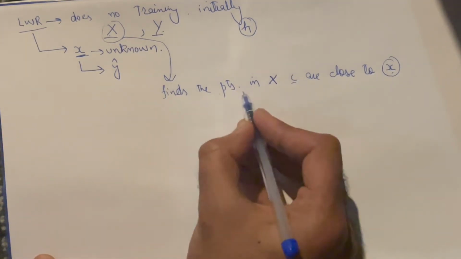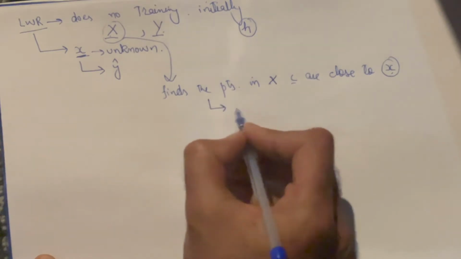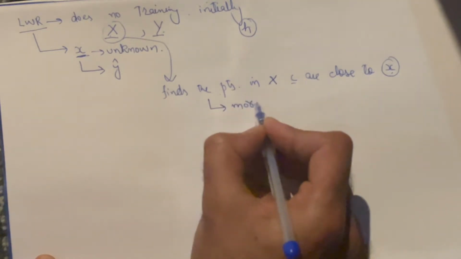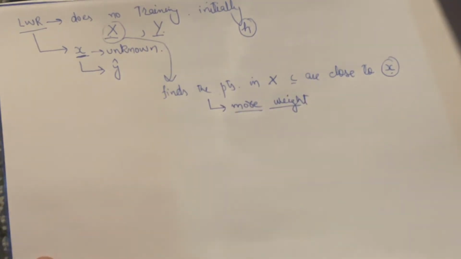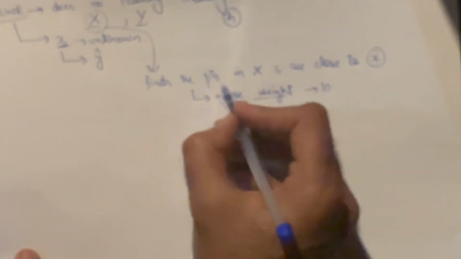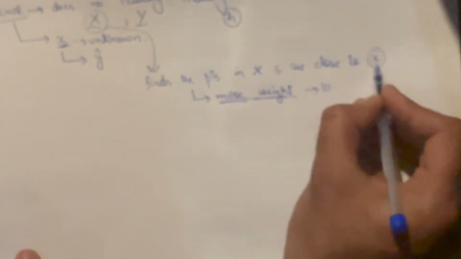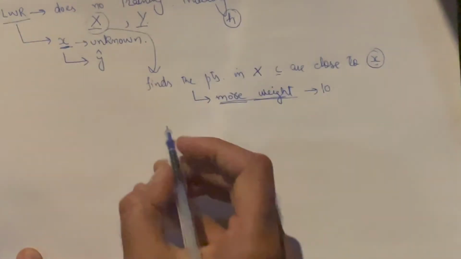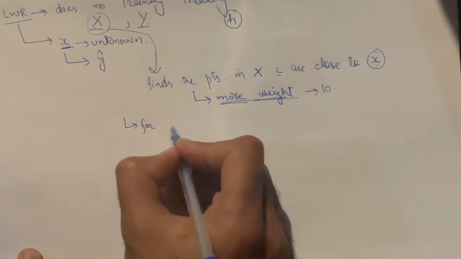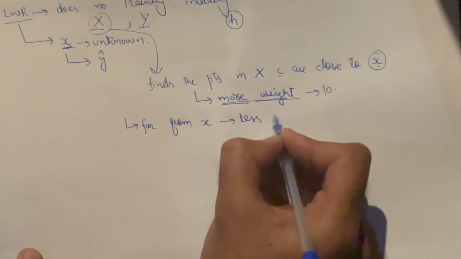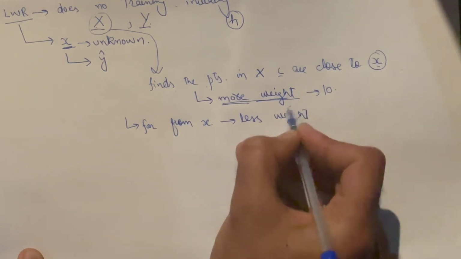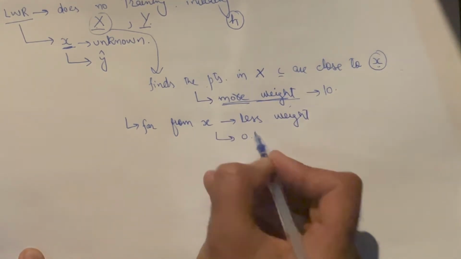Or we can say it will find the points in x and give them more weight, or add a weight to those points. Let's suppose it will multiply by 10 those points which are close to x. And the points which are far from x, it will give them less weight. Less weight means that it will multiply them by, for example, 0.1 or something like that.